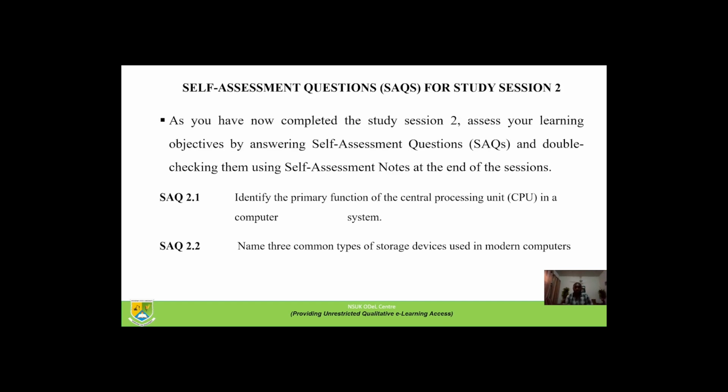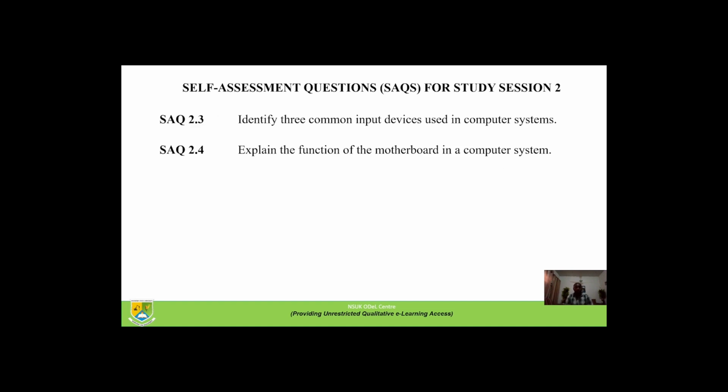So self-assessment questions for study session 2. SAQ 2.1, identify the primary function of the central processing unit, CPU, in a computer system. SAQ 2.2, name 3 common types of storage devices used in modern computers. SAQ 2.3, identify 3 common input devices used in computer systems. SAQ 2.4, explain the function of the motherboard in a computer system.